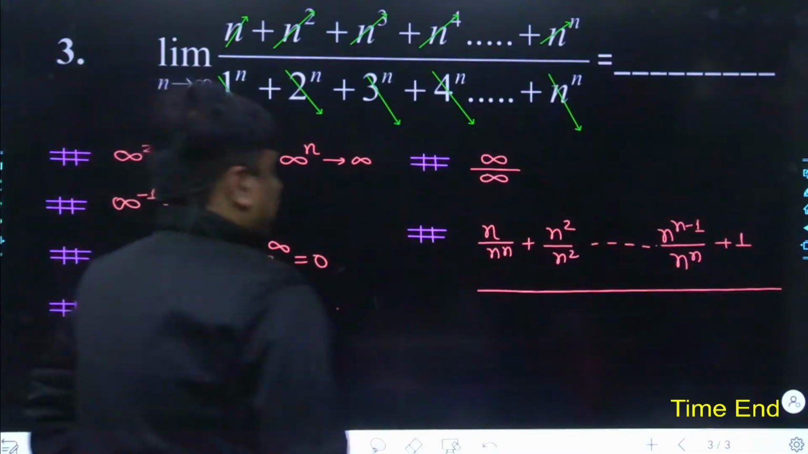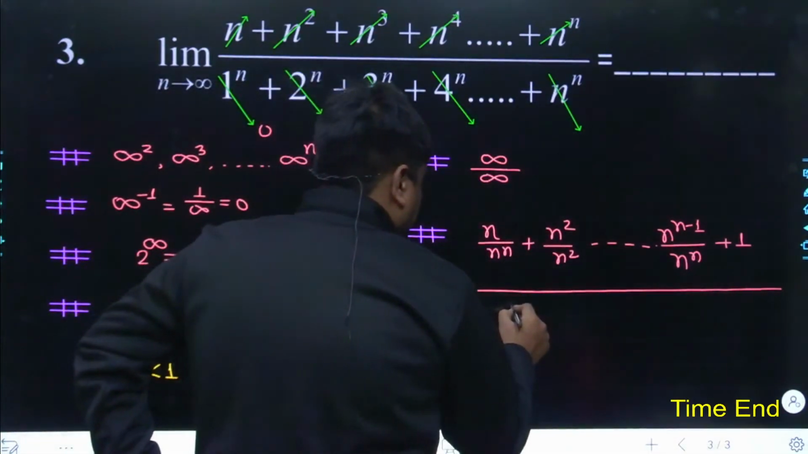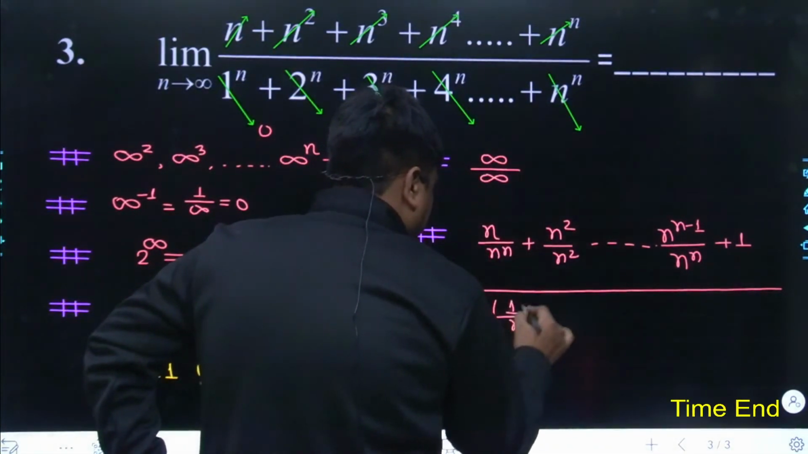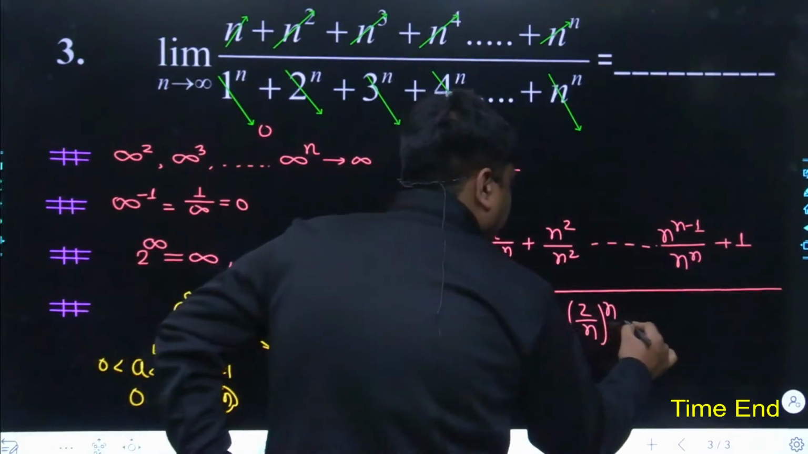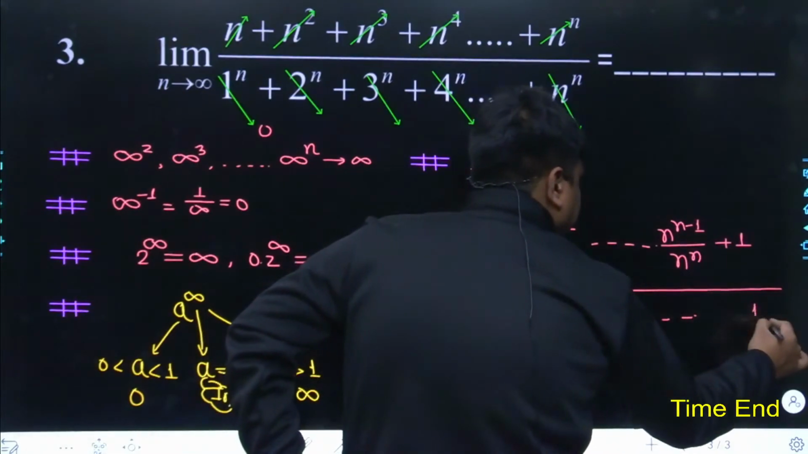So here again n to the power of n has been taken out. So here it becomes 1 divided by n to the power of n, then 2 divided by n to the power of n. Virtually speaking, this again is 1.